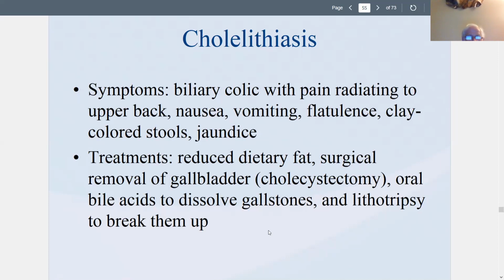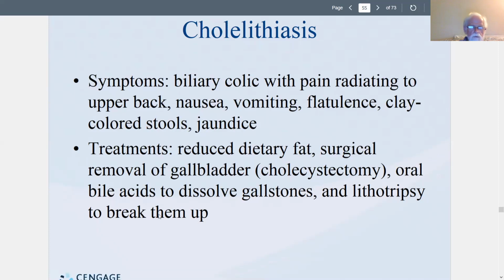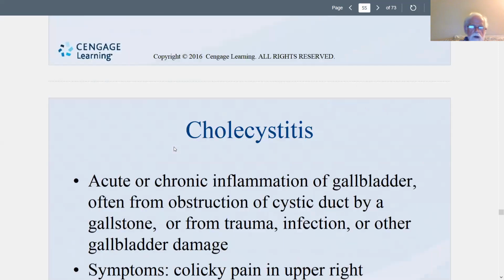Surgical removal of the gallbladder, cholecystectomy, is common. We can use agents to dissolve the gallstones if we can get them done, and we can use lithotripsy, the same as with kidney stones. We can use lithotripsy, the sound waves, to physically break them up.